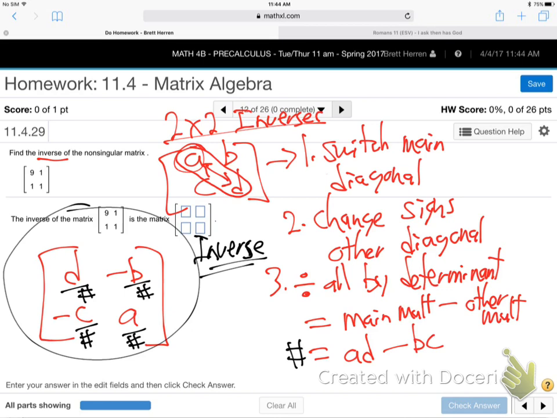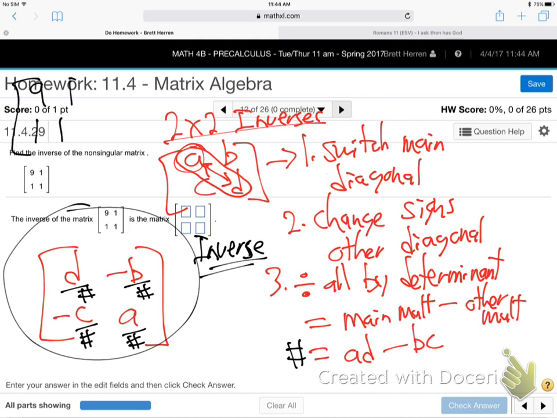And then, in fact, I could probably squeeze it in the upper left-hand corner. It's that easy. So, all right, let me go through it again. You switch the main diagonal, change the signs on the other diagonal, and then divide all four by the determinant, which is just a number. It's just main diagonal minus other. In fact, let's take the 9. I can squeeze it up here.